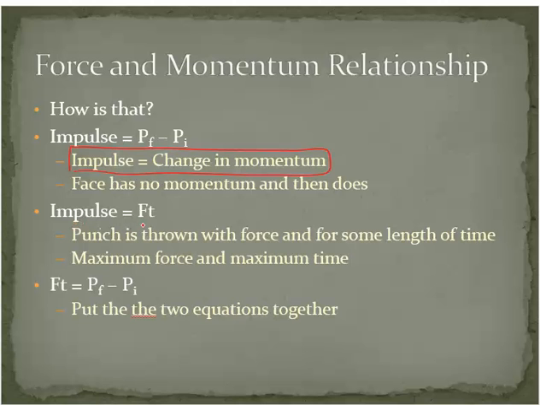Well, impulse then is also equal to, this is key, force times time. The punch is thrown with force and for some length of time. We said if you make it longer, you're going to change that momentum even more. Alright, so we want to have maximum force and maximum time for maximum impulse. So what this allows us to do with these two equations, because they're both impulse equations, we can take the P_f minus P_i and set it equal to F t. And this in general will become our impulse equation.